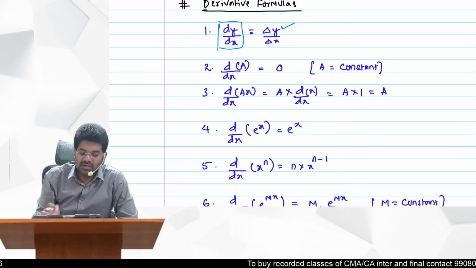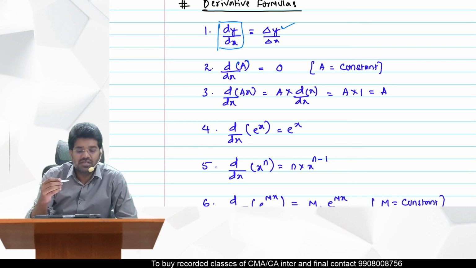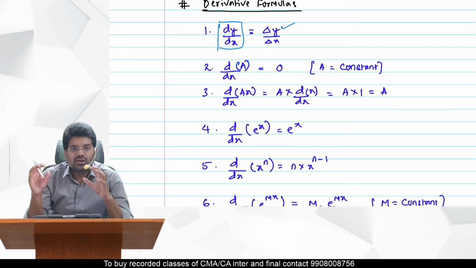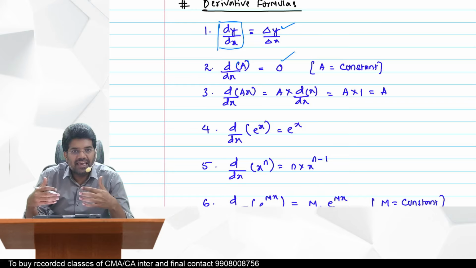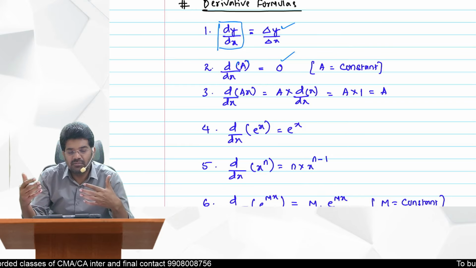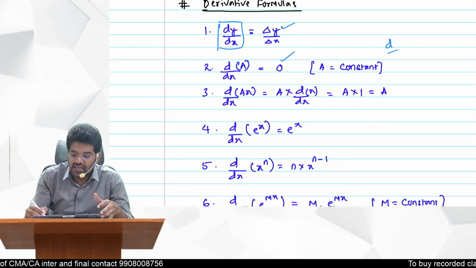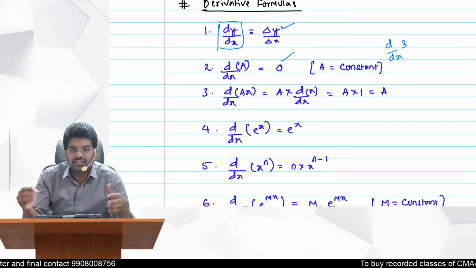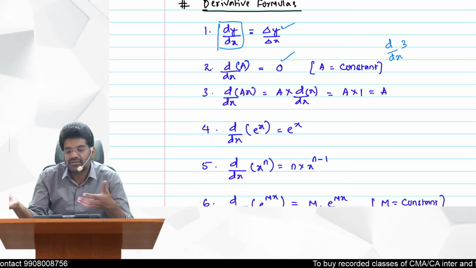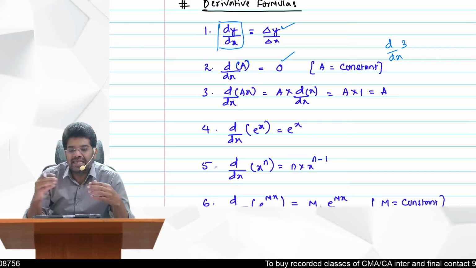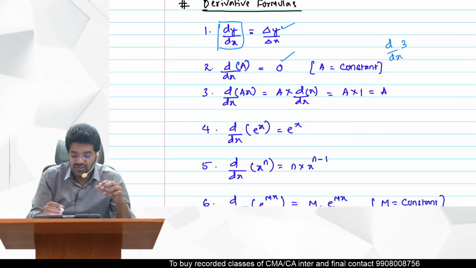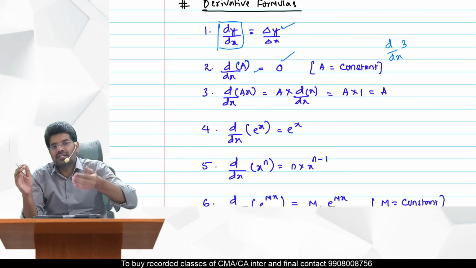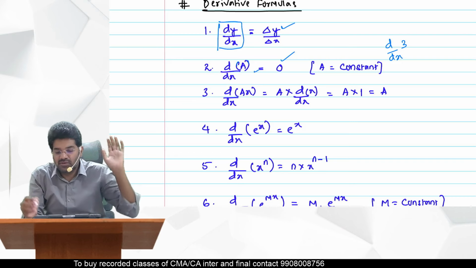Now the second formula: d by dx of a, where a is a constant. Any differentiation of a constant gives the answer 0. So if you are doing d by dx of 3, which is a constant, a number, what is the answer? The answer is 0. Any differentiated value of a constant is always 0. So d by dx of any constant is equal to 0.